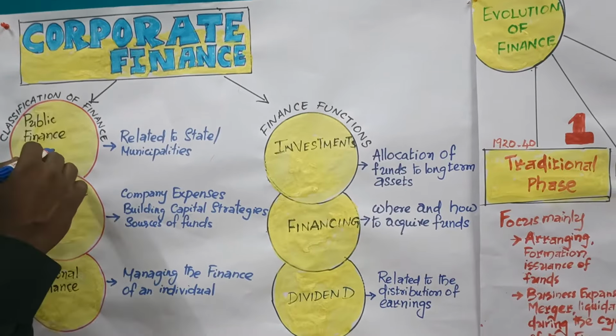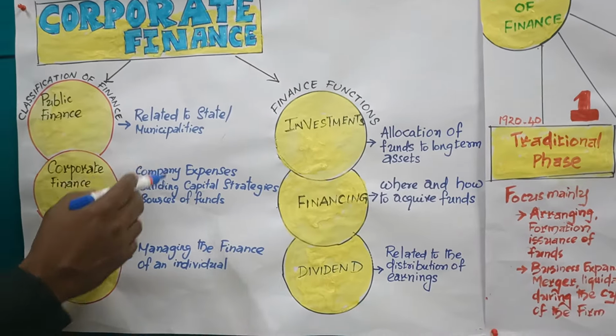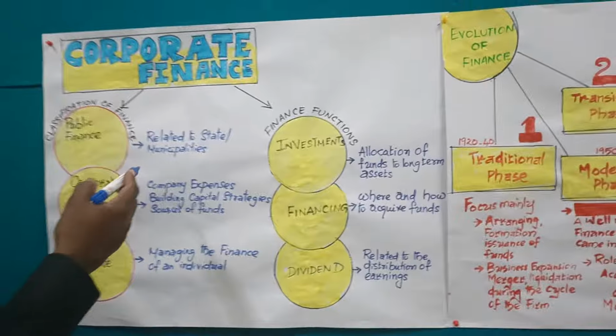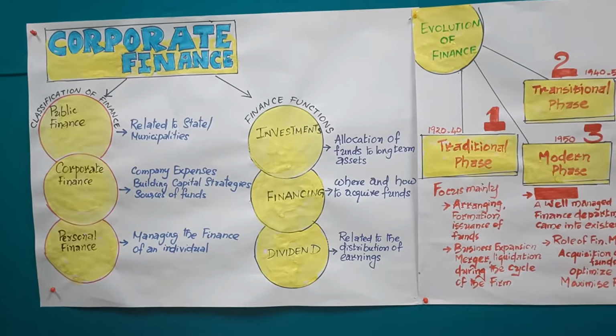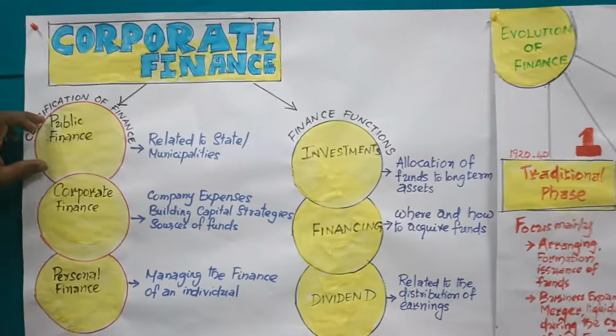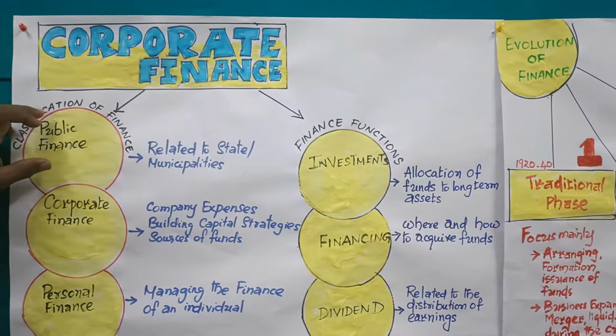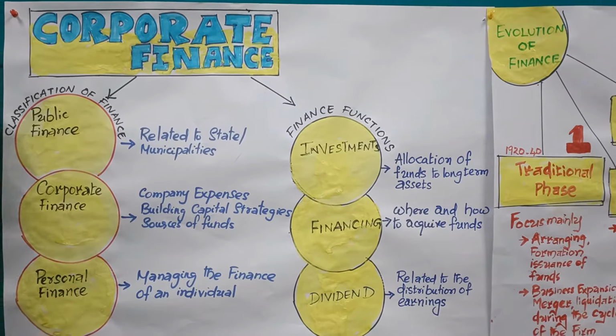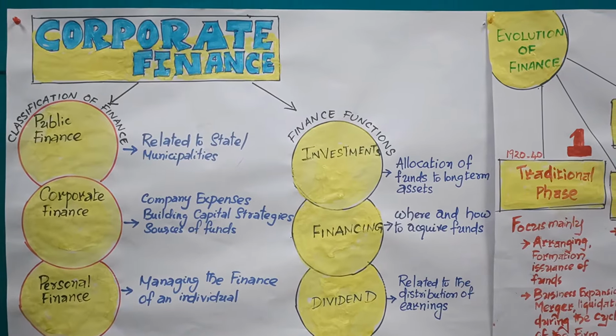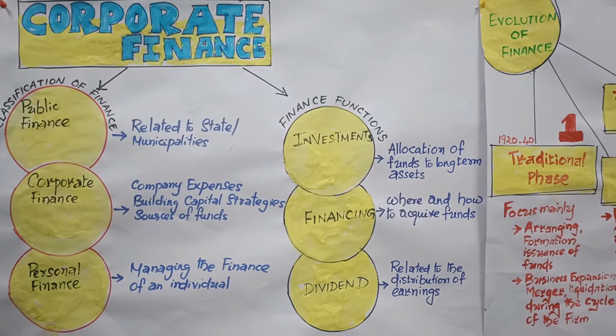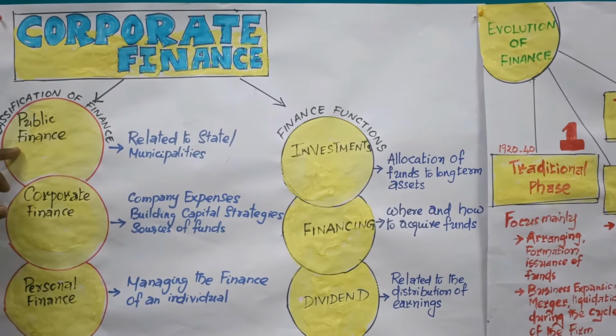The first one is public finance, which deals with state and central governments, municipalities, semi-governmental agencies, all those things. This is related to, for example, government budgeting and how they effectively utilize resources like tax revenues and other things. It's a part of public finance.